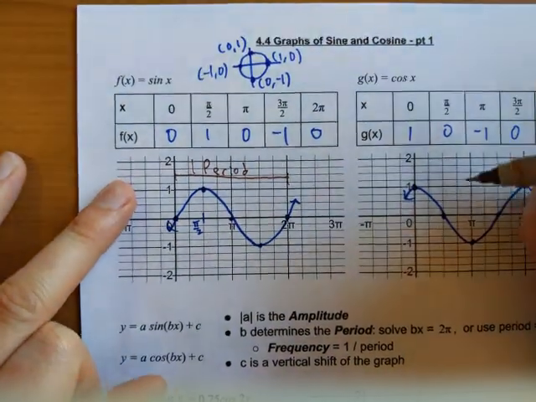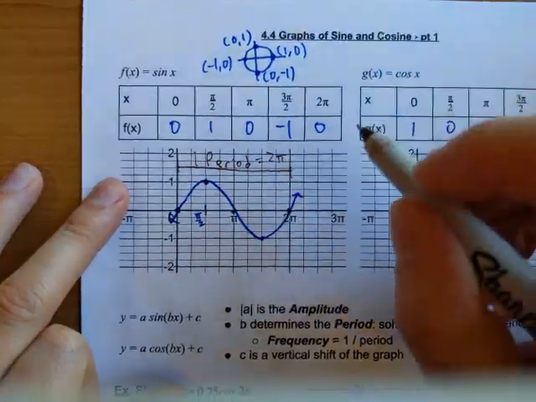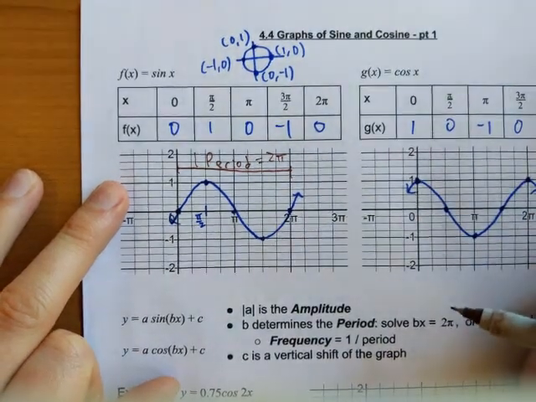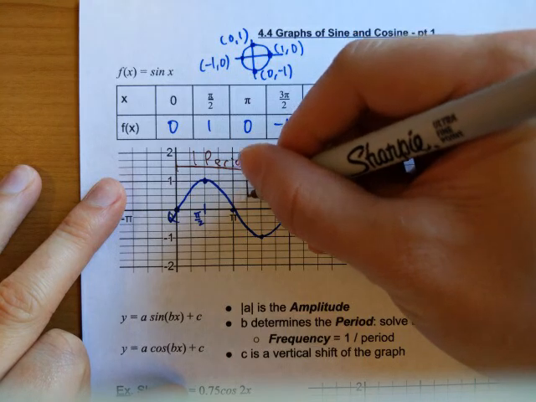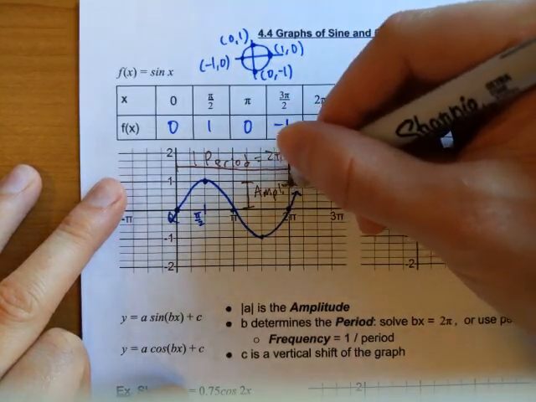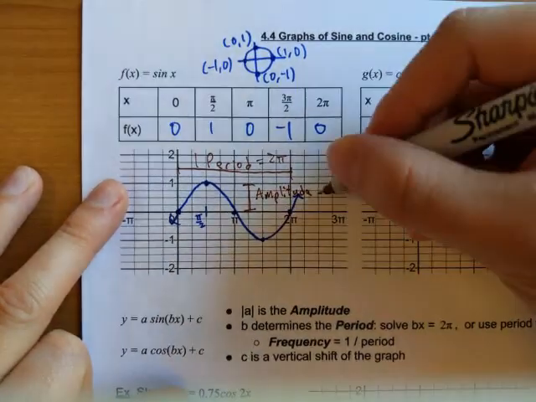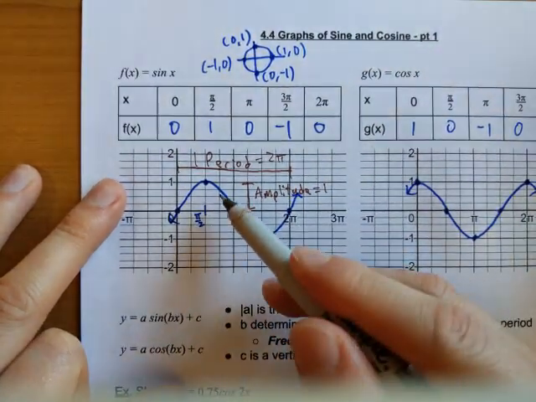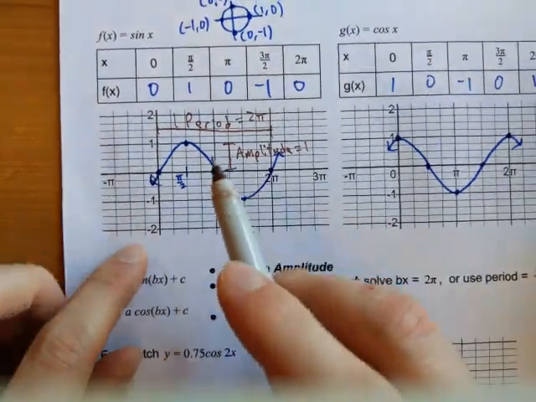And so we say the period of the graph is 2 pi, because that's how long it takes before the graph starts repeating. There's something else we talk about for trigonometric graphs. We talk about what we call the amplitude. So the amplitude is the height from the center of the graph to the top of the graph. So our amplitude here was 1. We'll go from 0 up to 1 there.